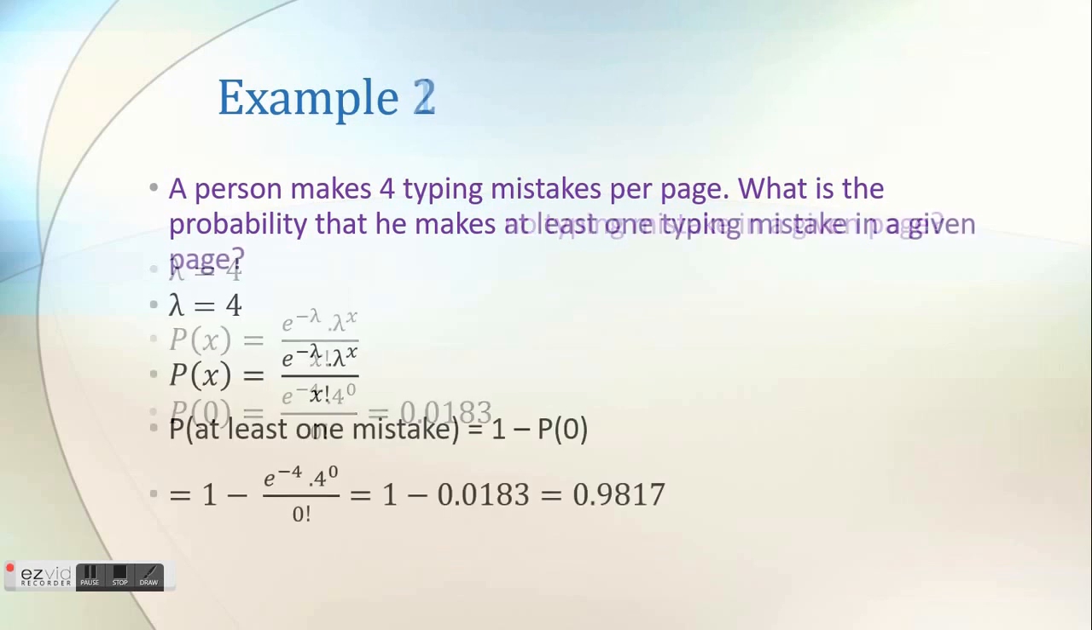Another problem. A person makes 4 typing mistakes per page. What is the probability that he makes at least one typing mistake in a given page? Here again lambda is equal to 4, and you know that the probability of at least one typing mistake equals 1 minus the probability of making no typing mistake. We already calculated that the probability of making no typing mistake is 0.0183. So what is the probability of making at least one typing mistake? It will be 1 minus 0.0183, which means 0.9817. So there is a 98.17% probability that the person makes at least one typing mistake on a given page.